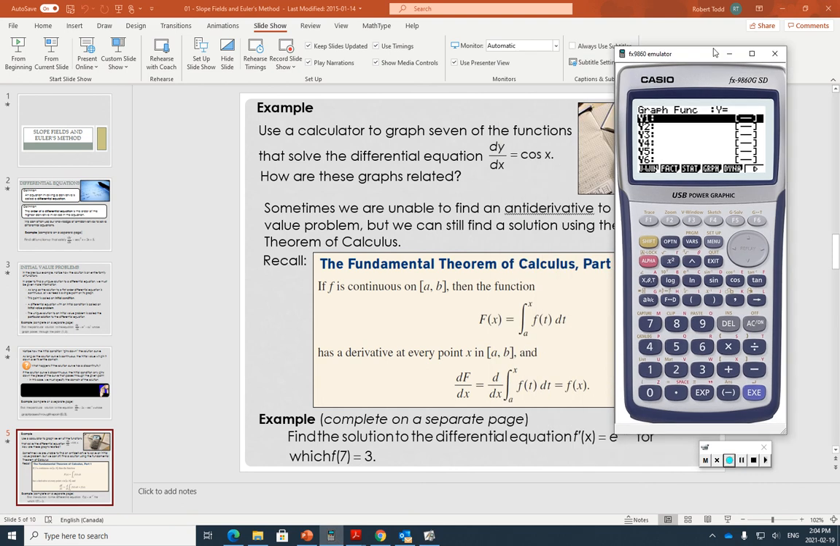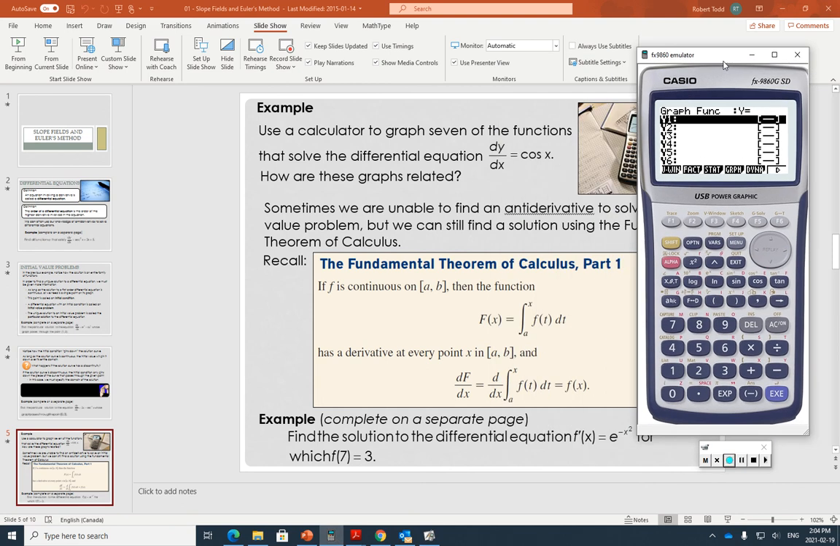Okay, what function am I putting in here? If dy dx equals cos x, like the derivative is cos, what was the original function? That is, what's the antiderivative of cos? Sine. So I go y equals sine.